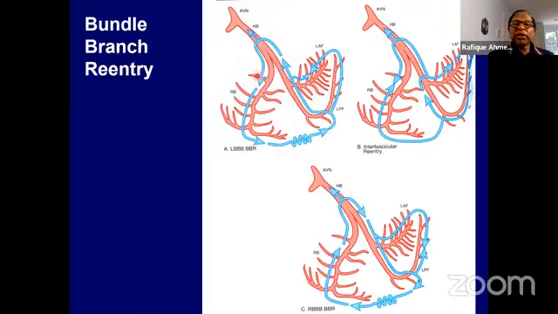There can be other kinds of reentry. It can be bundle branch reentry, like this one. Electricity can go down through the right bundle, and then come back through the left bundle and produce a tachycardia which looks like left bundle morphology, or the other way. And we can see this kind of arrhythmia in patients with dilated cardiomyopathy. So the QRS complex will look like typical left bundle branch block, but it's actually a reentrant ventricular tachycardia.